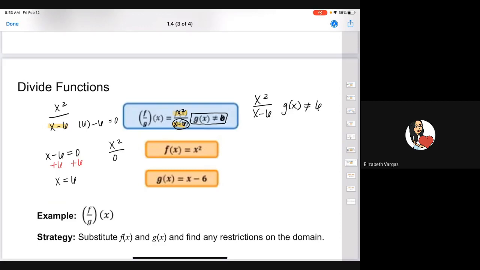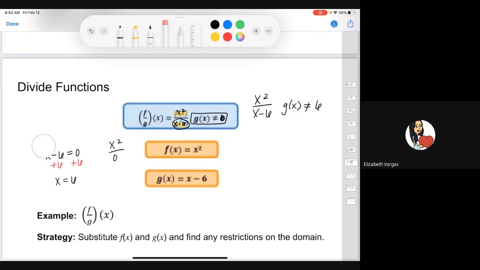Okay, does that make sense? Does anyone have any questions? No. Okay, let me do a different example just to make sure we understand.